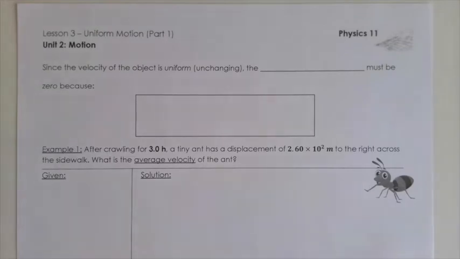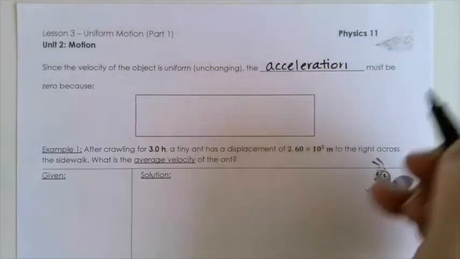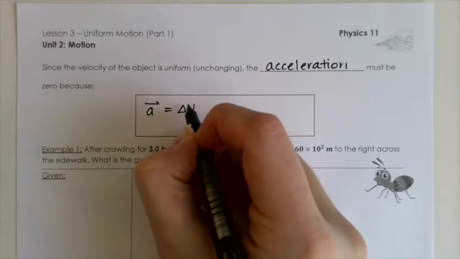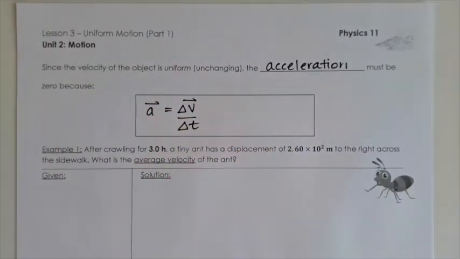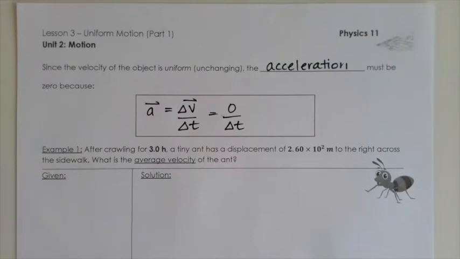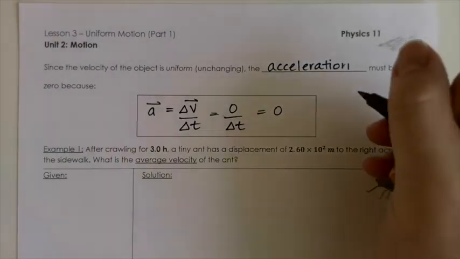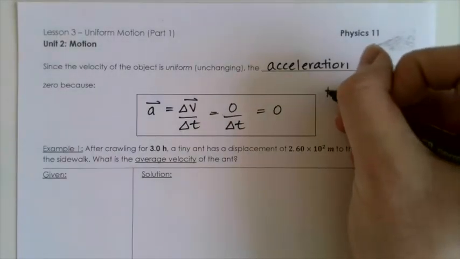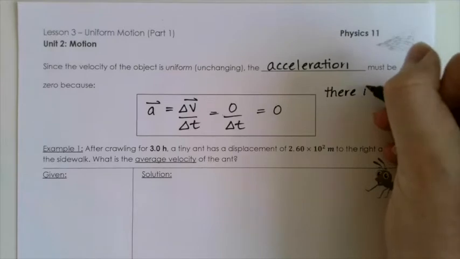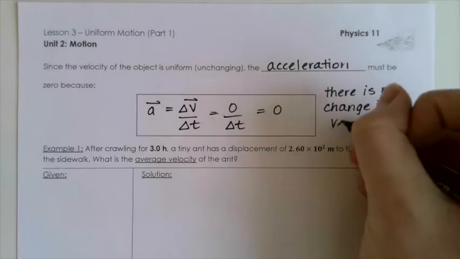Since the velocity of the object is uniform or unchanging, the acceleration of that object must be 0. This is because acceleration is defined as the change in velocity per unit time. And if there is no change in velocity, then delta V is 0. So you get 0 over delta T, and 0 divided by any number is just 0. So this comes from there being no change in the velocity. So we can summarize that here by saying there is no change in velocity.